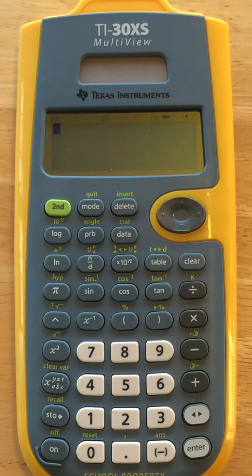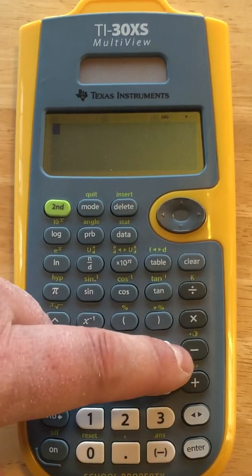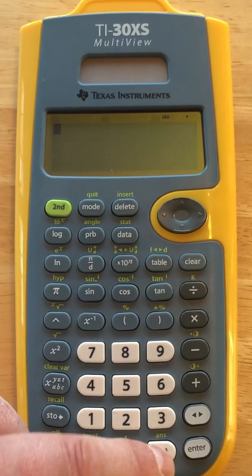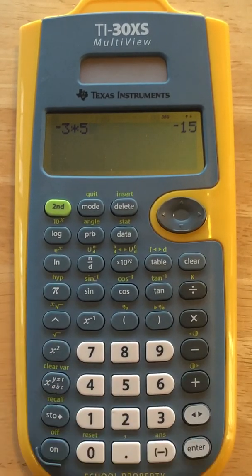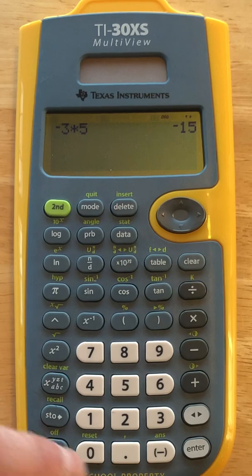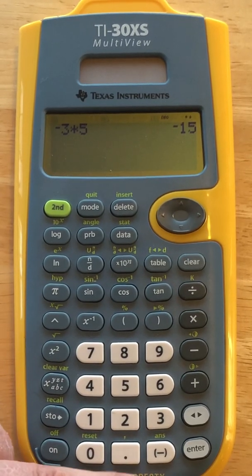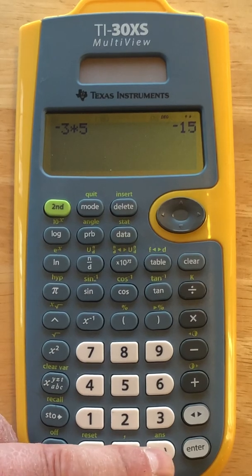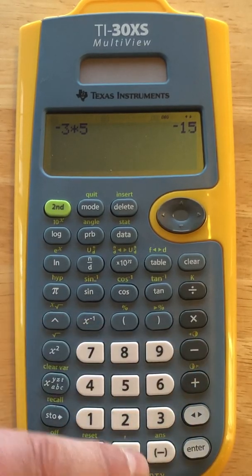Okay, let's talk about the negative sign. If you had negative, there's your negative sign. That is not a negative sign, that's a minus sign. So if I had negative 3 times 5, there you go, negative 15. Sorry if I jiggle the picture sometimes, I'm rigging up my phone. So that's your negative sign. You can't use the minus as a negative sign ever. That's a minus, so keep that straight.